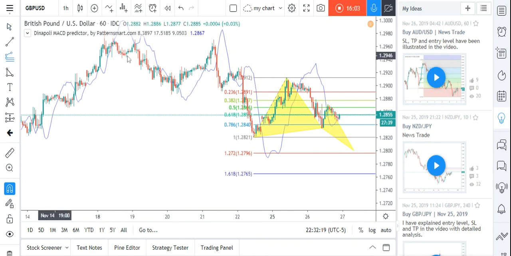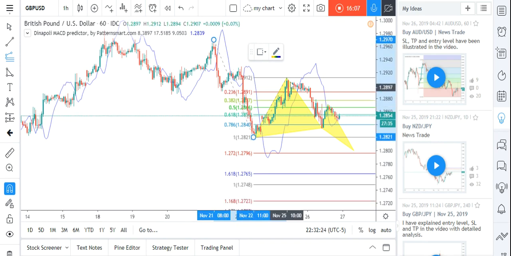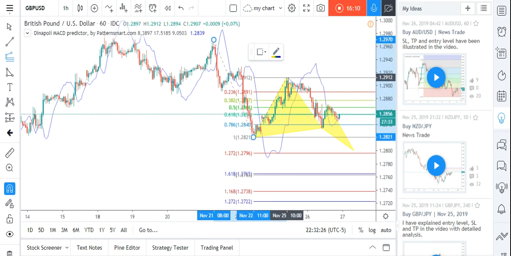Mistake. A, B, C, and look, this is the point where butterfly and this ABCD are coinciding. 1.618 of butterfly is coinciding with this ABCD. This is the 100% of ABCD.